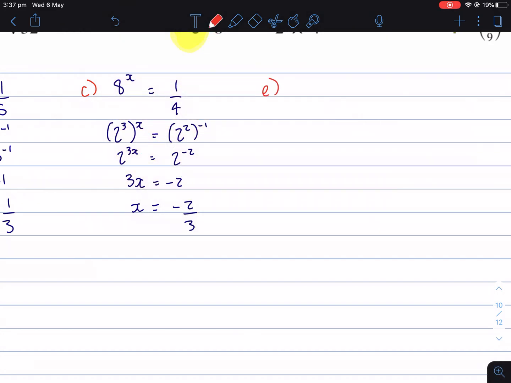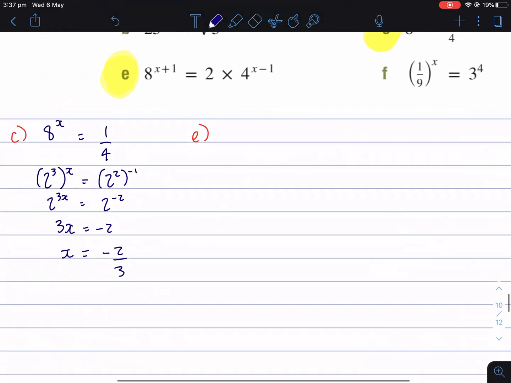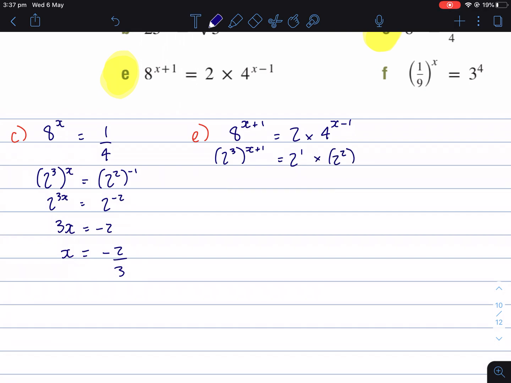And E, we've got, ooh, I like this. We've got 8 to the x plus 1 equals 2 times 4 to the x. I'm just going to write the question. Take 1. 8 is 2 cubed to the x plus 1. 2 to the 1 times, and this is 2 squared to the x.